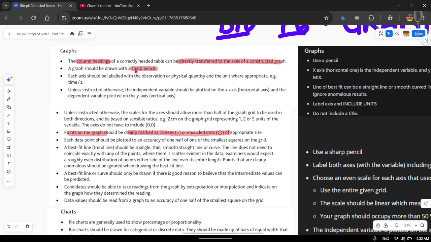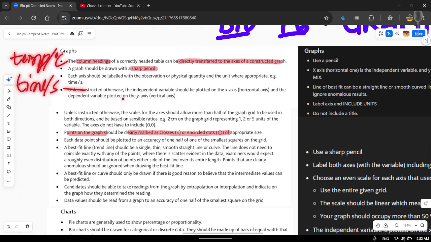Then the graph should be drawn with a sharp pencil. Each axis should be labeled with the observation of physical quantity and the unit where appropriate. Always, the units are always supposed to be there. For example, if it is temperature, you can say temperature per degree Celsius. Or over here, they said time per second.